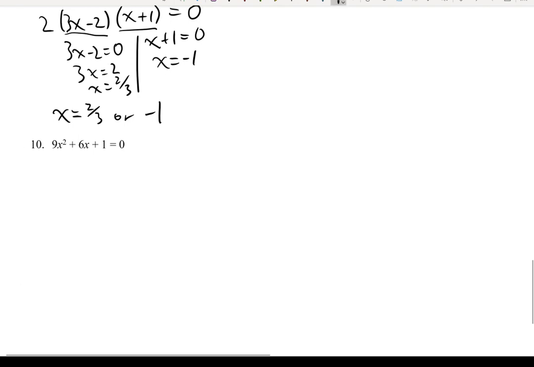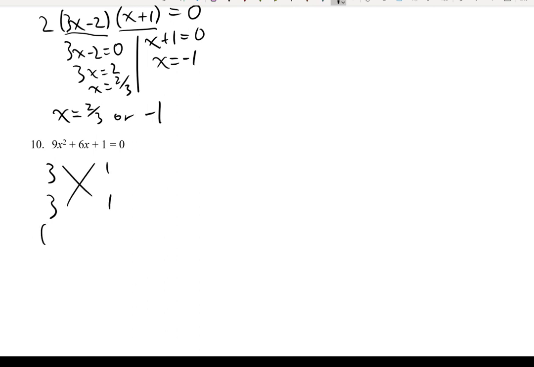So we have here 9x squared plus 6x plus 1 equals 0. And so we have 9, 1, and then how does this work? I'm a little bit stuck too. Oh, it's probably 3, 3, and then 1, 1. That's right.